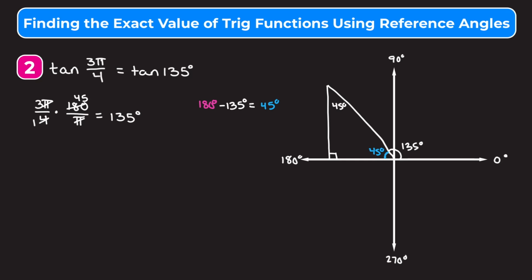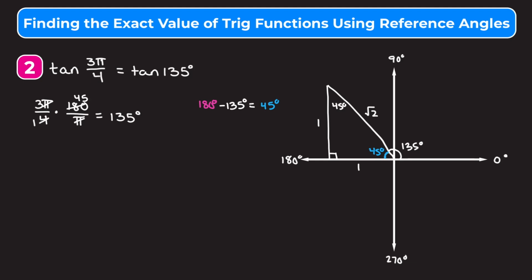Now we want to fill in the side lengths based on what we know about the ratio of the side lengths for 45-45-90 triangles. You should know that if your legs are both 1, remember a 45-45-90 triangle is isosceles, so the legs are the same, then your hypotenuse will be the square root of 2. Now we want to think about what the signs of each of these sides are.